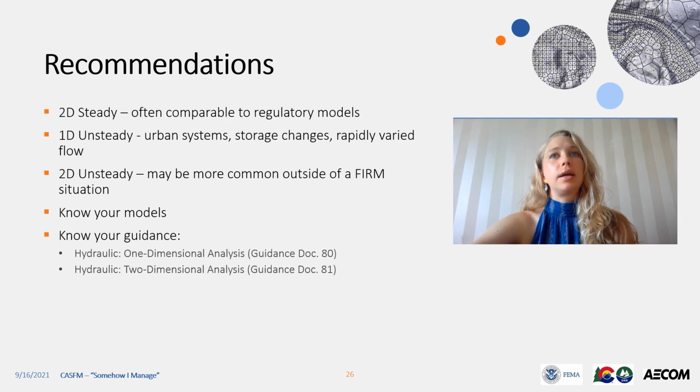1D steady could underestimate water surface elevations due to the volume differences between a steady and unsteady hydrograph. This application might be more applicable in urban settings, ones with storage changes, rapidly varied flow, and could be more useful in a design setting. 2D unsteady may be more common outside of a firm situation, but as I described in the previous example, it was extremely helpful in establishing how flow can occur in many transverse directions, especially for a situation like our CLOMR, where it was extremely hydraulically complex.